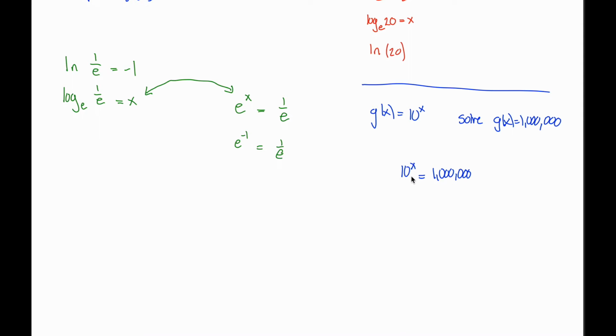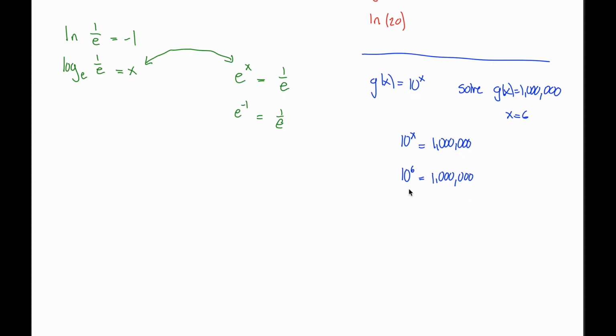If I want to figure out what power I have to raise 10 up to get a million, all I got to do is come over here and count zeros. There's 6 zeros over here, so 10 to the 6th power is equal to 1 million. The solution to this equation is that x would be equal to 6. Note we didn't use logs at all there, but we could have used logs.